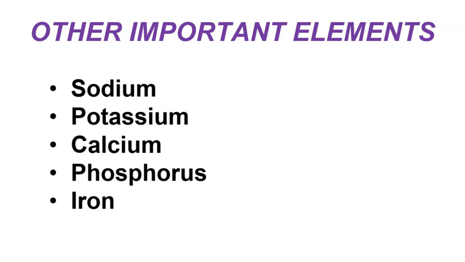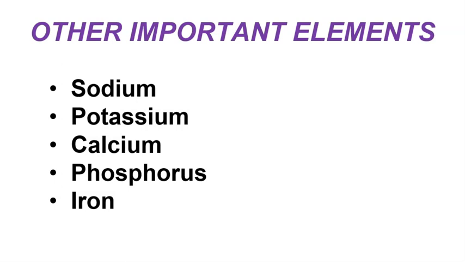Next, we have potassium. Potassium is critical for nervous system and muscle function in much the same way that sodium is. And potassium in particular is very important for cardiac muscle function. Calcium is another important element. It's a mineral that's found within our bones that gives our bones their toughness and their strength. We also have phosphorus, which is an important component of a cellular energy molecule called ATP. And phosphorus is also important in DNA molecules as well.